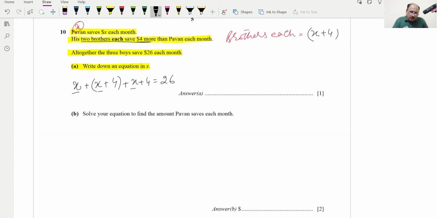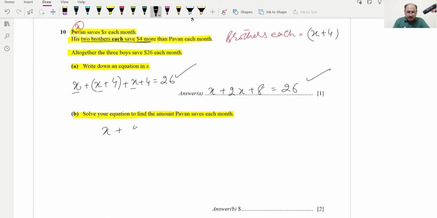Part B is: solve your equation to find the amount Pavan saves each month. So we can provide this equation, or we can write it as 3x plus 8 is equal to 26. We can write this equation or this one. Then solve your equation to find the amount Pavan saves each month. So we need to solve this equation at this stage.